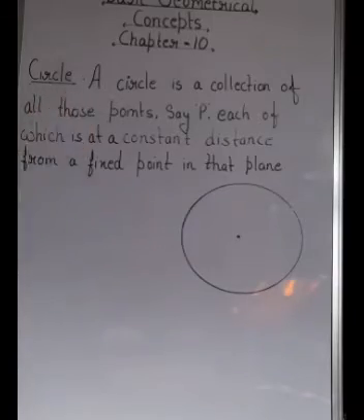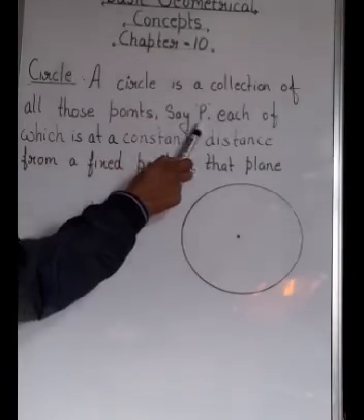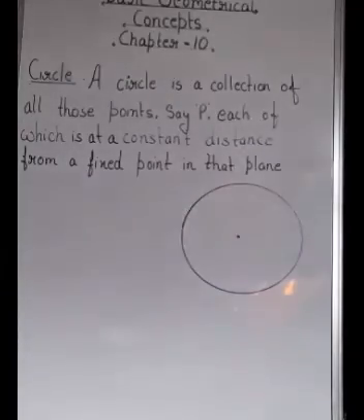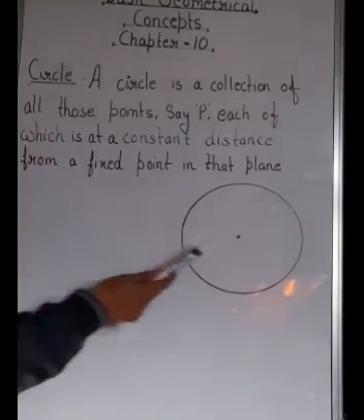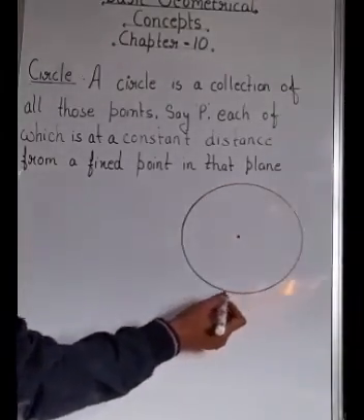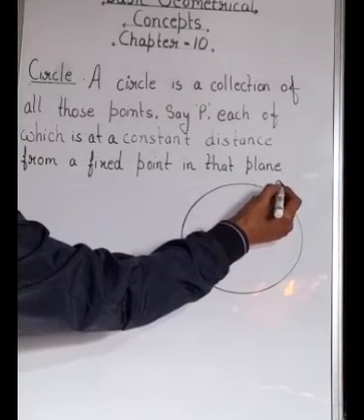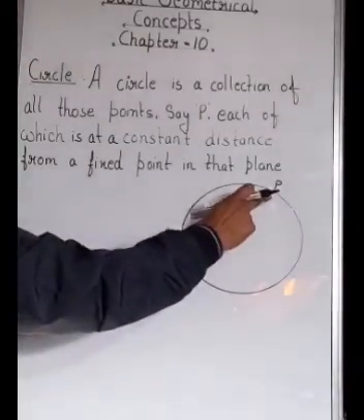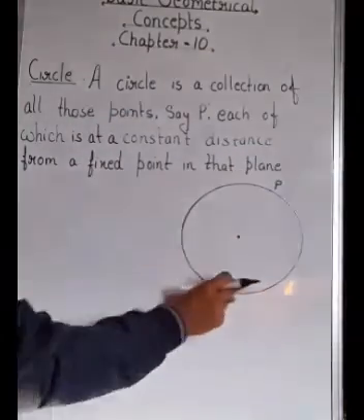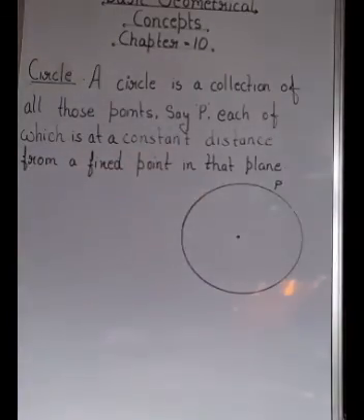Next we are having circle. Now what is a circle? A circle is a collection of all those points, say P, each of which is at a constant distance from a fixed point in that plane. Now what is the meaning of this definition? I have drawn a circle over here, and you can see that this is a continuous arc. Here I am having so many points and I consider one point as P. So a circle is a collection of all those points, say P. I have taken one point as P, which is at a constant distance from a fixed point.